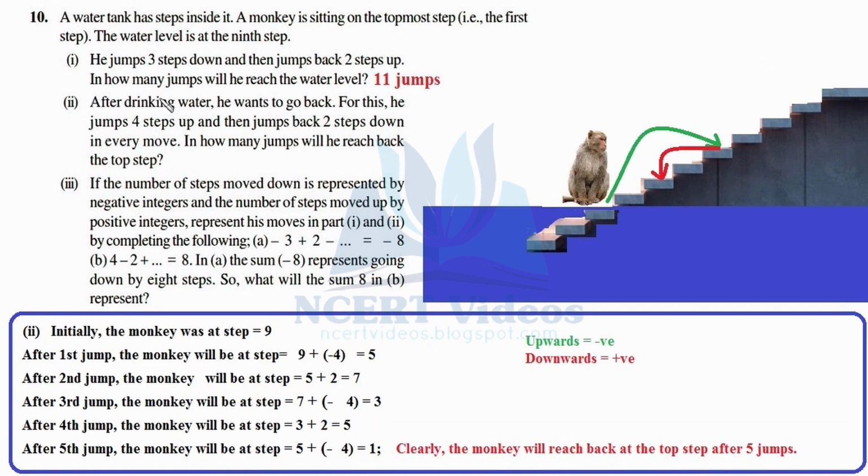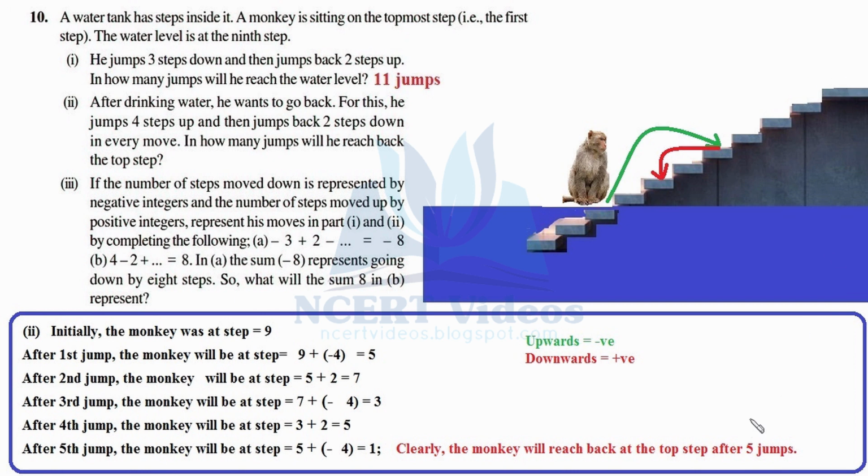Second, after drinking water, he wants to go back. Okay, now his tummy is full of water. For this, he jumps 4 steps up and then jumps 2 steps back. Another notorious thing done by him. So in how many jumps will he reach back to the top step? As you can see here, in 2 jumps, he moves 2 steps. In another 2 jumps, he'll also move 2 steps. So he'll be here. So similarly, at the 5th jump, he'll reach the top.